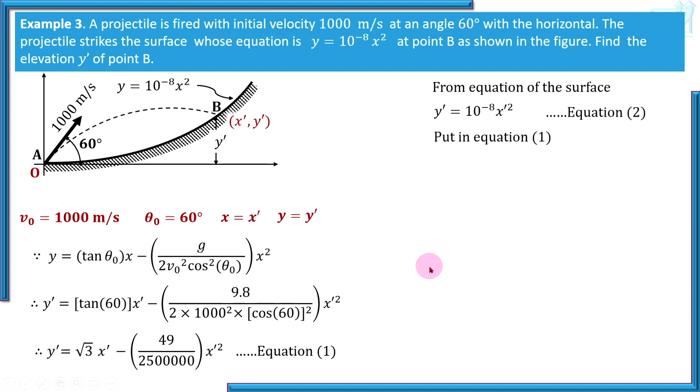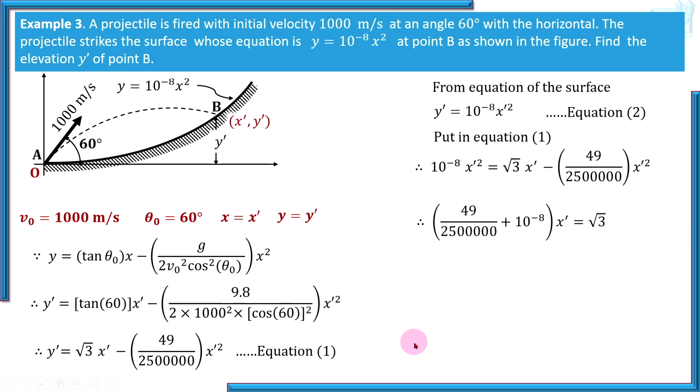This is equation 2. From equations 1 and 2, put y dash as 10 raised to minus 8 x dash squared in equation 1. So y dash is replaced by 10 raised to minus 8 x dash squared, and you get one equation with only one unknown. In all these 3 terms, x dash is involved. So divide this equation by x dash. Take a pause, do these calculations and you will get x dash.